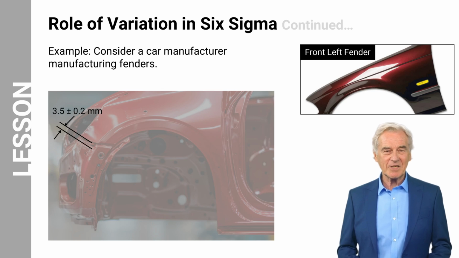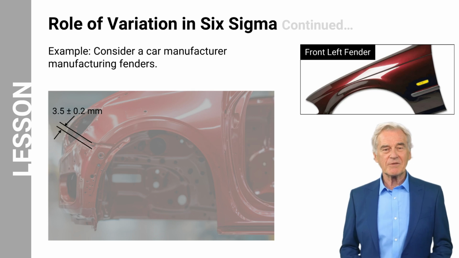However, in reality, some panels inevitably turn out slightly larger or smaller than others. This is where variation comes into play. If the gaps between panels vary too much, customers will notice and complain about poor fit and finish. While it's impossible to make every panel absolutely perfect, the key is to keep the variations small enough that differences are imperceptible to the customer, ensuring satisfaction with the overall quality.